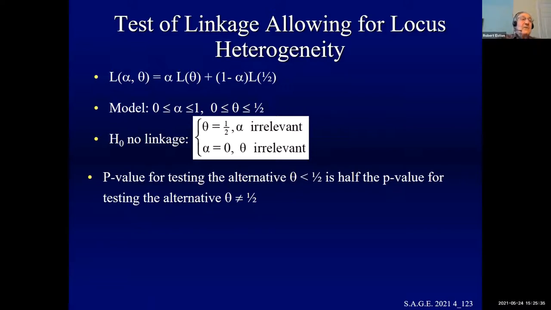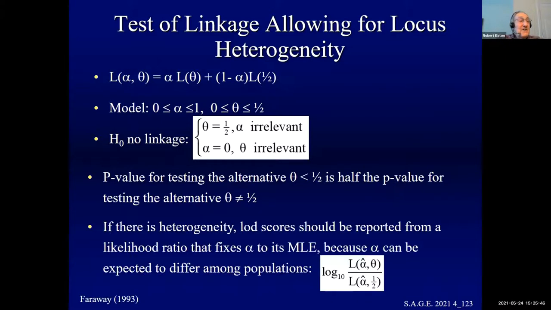So the p-value for testing the alternative theta is less than half is half the p-value for testing the alternative theta not equal to half. And this was shown by Faraway in 1993, a beautiful paper, I thought. If there is heterogeneity, the log score should be reported from the likelihood ratio that fixes alpha at its maximum likelihood estimate, because alpha could be expected to differ among populations. So that's what one should do. And this is a wonderful result from Faraway.